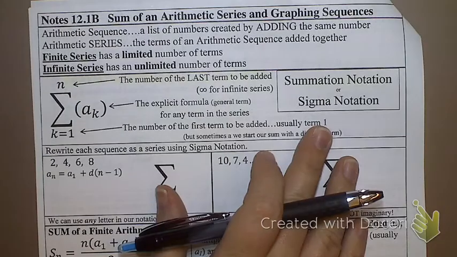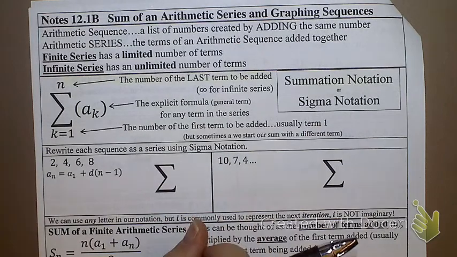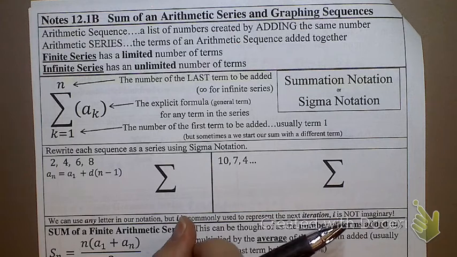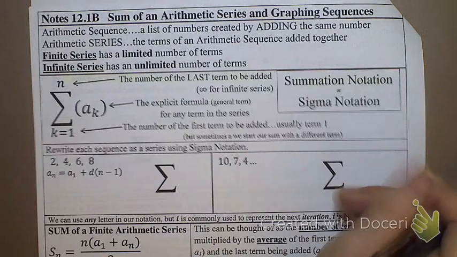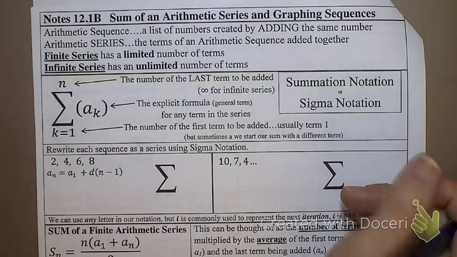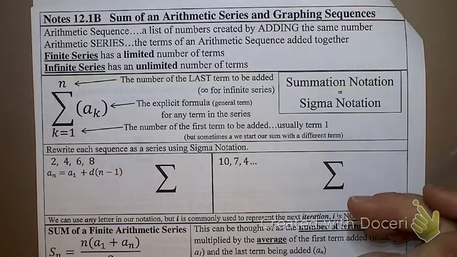So here we go. Arithmetic series. Now an arithmetic series is highly related to an arithmetic sequence. The last problem on your homework last night had to do with what? That word problem. What was it about? Seats in a theater, right? And how many seats are in the such and such row?